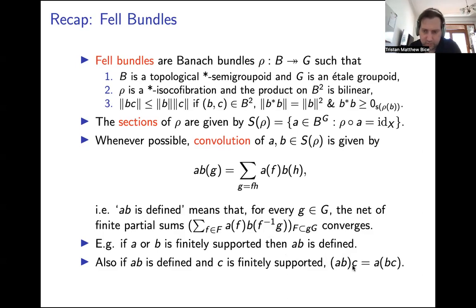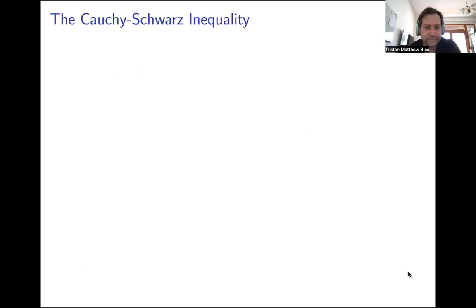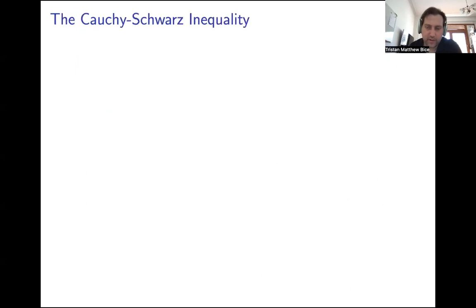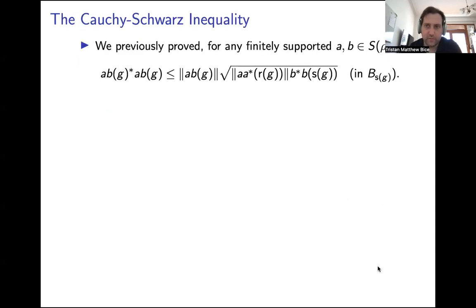And likewise, you could do it the other way around. You could say that if BC is defined and A is finitely supported, then again both of these are defined and equal. So that's the recap. Okay, what are we going to do next? Well, there was one more thing I wanted to recap.